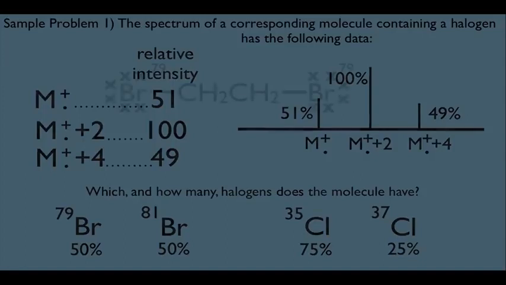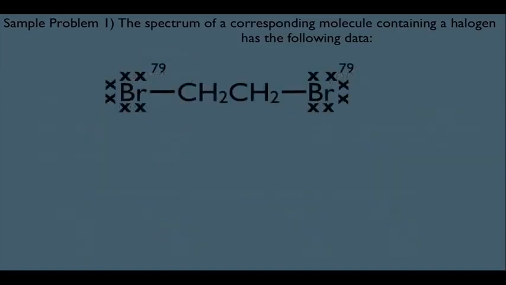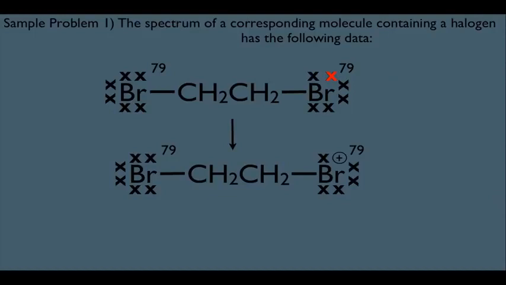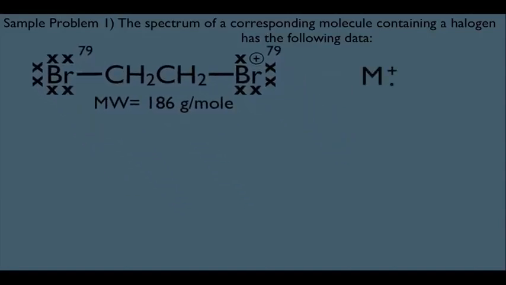So, for example, let's say this happens to be our molecule, and we're assuming it has two Brs. There is a chance that both Brs happen to be the isotope that weighs 79. If this goes into the mass spec and we shoot our electron beam and again dislodge this electron, we would get this particular molecular ion. If you calculated its weight, you're going to notice that it would weigh 186 grams per mole. If that's the case, let's pretend that that's going to be our M+ peak, our molecular ion peak.